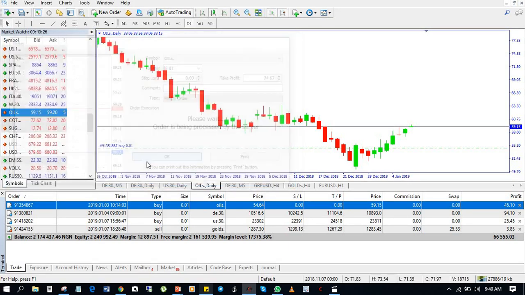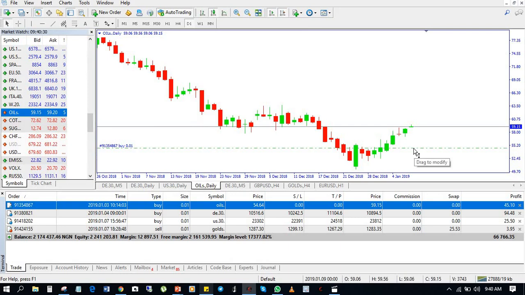So how do we now set the take profit and stop loss? First thing you need to know is that anytime you place a buy order like so, the next thing to do is to set the stop loss. First thing, set the stop loss. How do you do that?